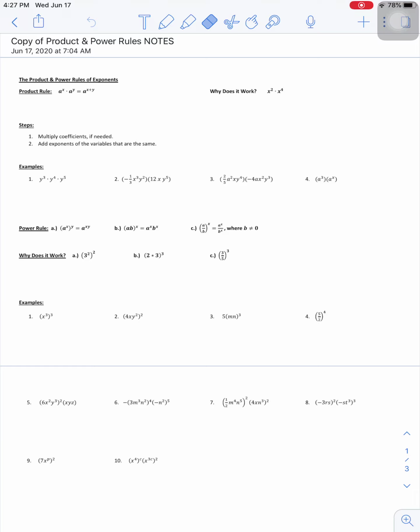So today we're going to be covering the product and the power rule, and then tomorrow you're going to be covering the quotient rule, the negative exponent rule, and the zero power rule. But today we're just going to be working on the product and the power rule.